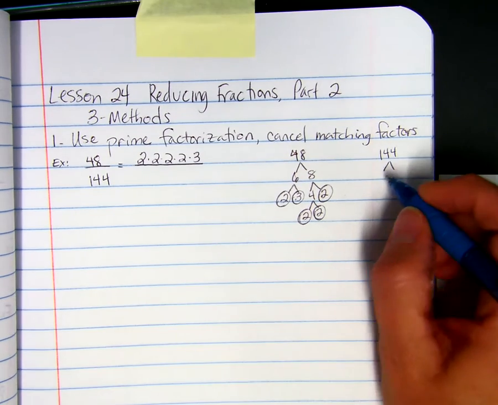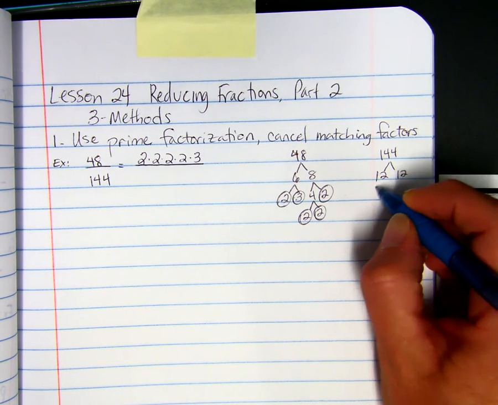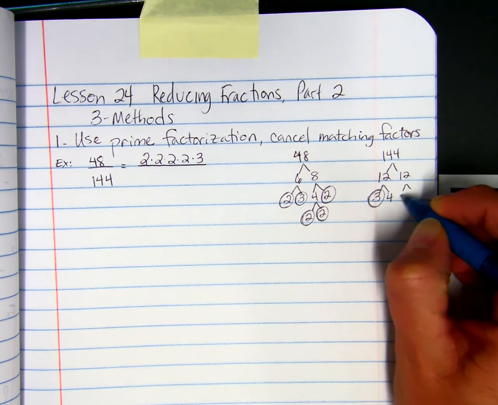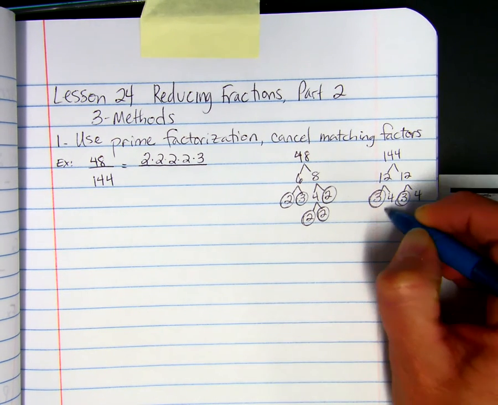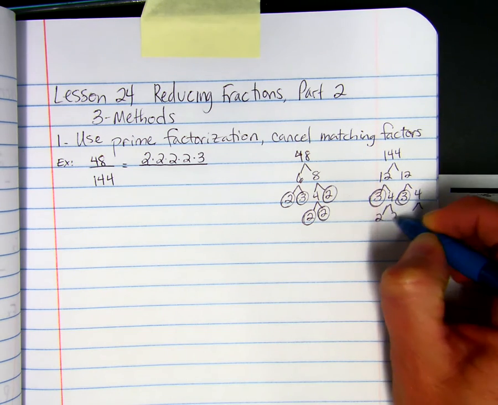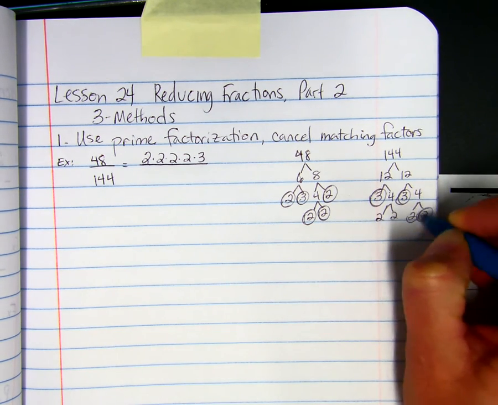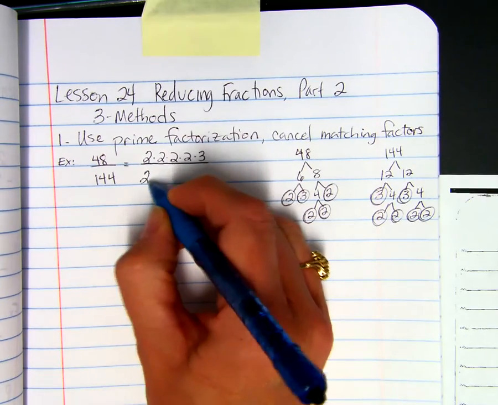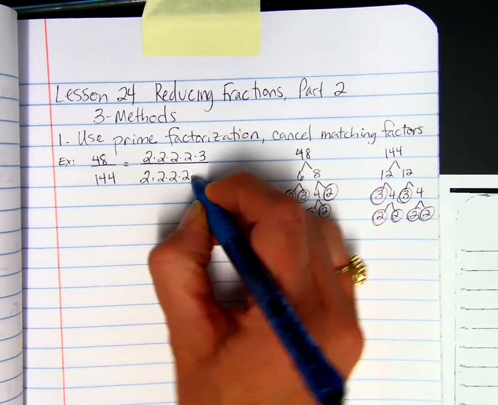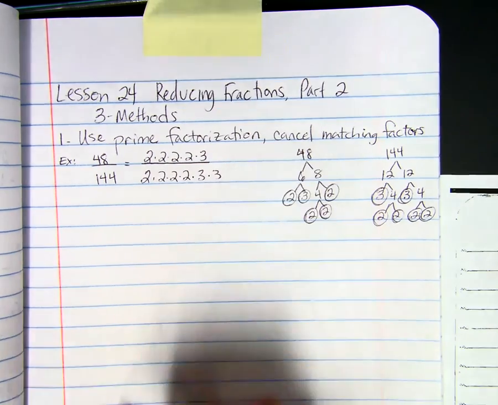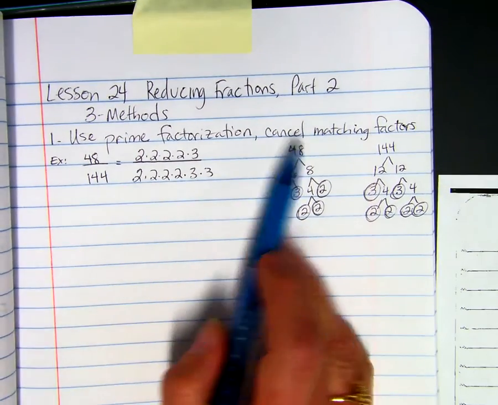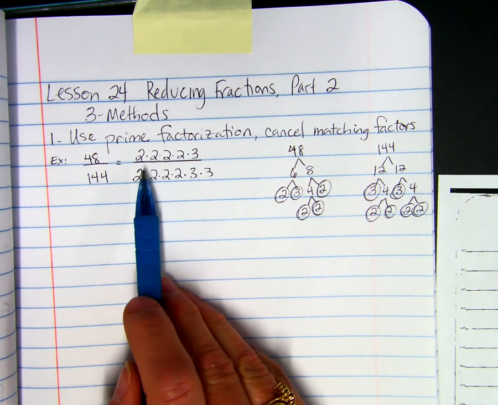And then 144 I know is 12 times 12. 12 is 3 times 4. 3 is prime, so I circle it. Each 4 goes to 2 times 2. So I have 4 2s and 2 3s. So now I can cancel the matching factors from the numerator and denominator.